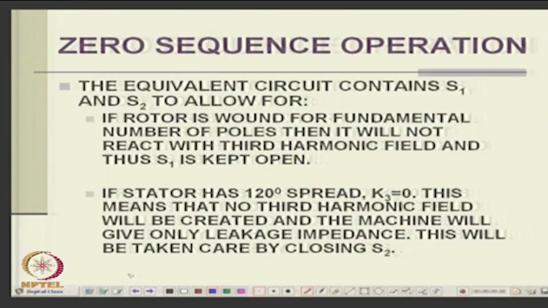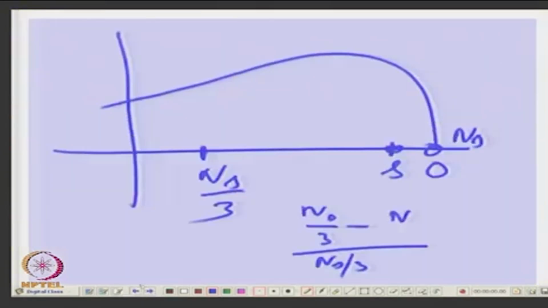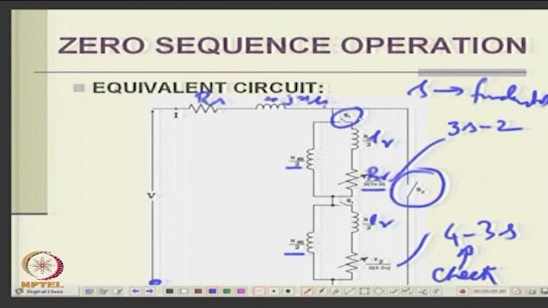Okay. So, the equivalent circuit, have you understood? Speed is the same, your slip is different for different harmonic fields. Fundamental slip is S, for the third harmonic it will be something else, because your synchronous speed is different. Synchronous speed is 1/3 of the original synchronous speed. So, the equivalent circuit will have 2 switches, S1, S2. If the rotor is wound for the fundamental number of poles, as a slip ring machine, unlike a squirrel cage, then it will not react with the third harmonic field at all. So, S1 is open, if it is a slip ring machine, because it does not react to other than the fundamental poles, right.